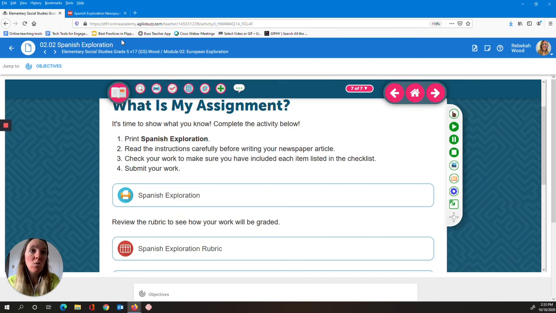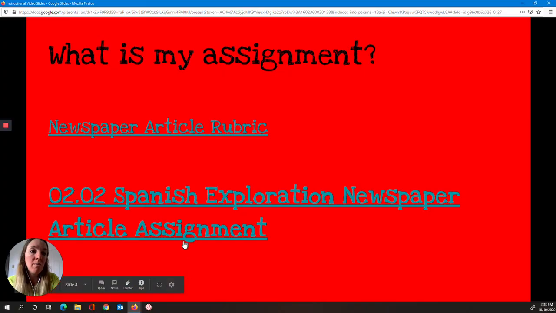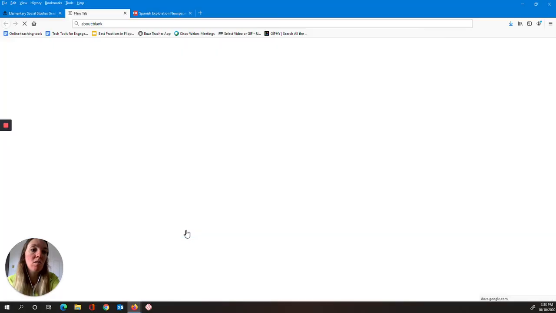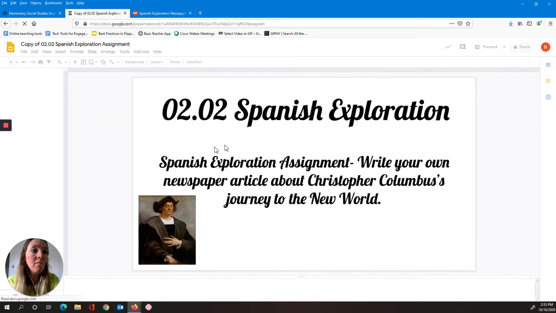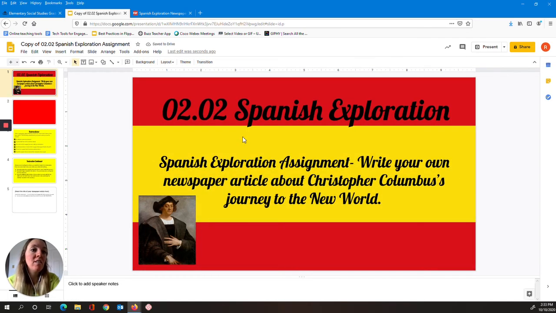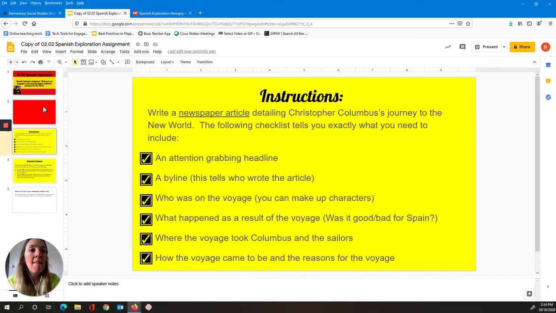So let me show you the assignment. So Spanish exploration newspaper article assignment. So here we are. Make your own copy of the assignment. Spanish exploration. So here's a picture of Christopher Columbus. Spanish exploration assignment. Write your own newspaper article about Christopher Columbus's journey to the New World. Instructions. Write a newspaper article detailing Christopher Columbus's journey to the New World. The following checklist tells you exactly what you need to include.